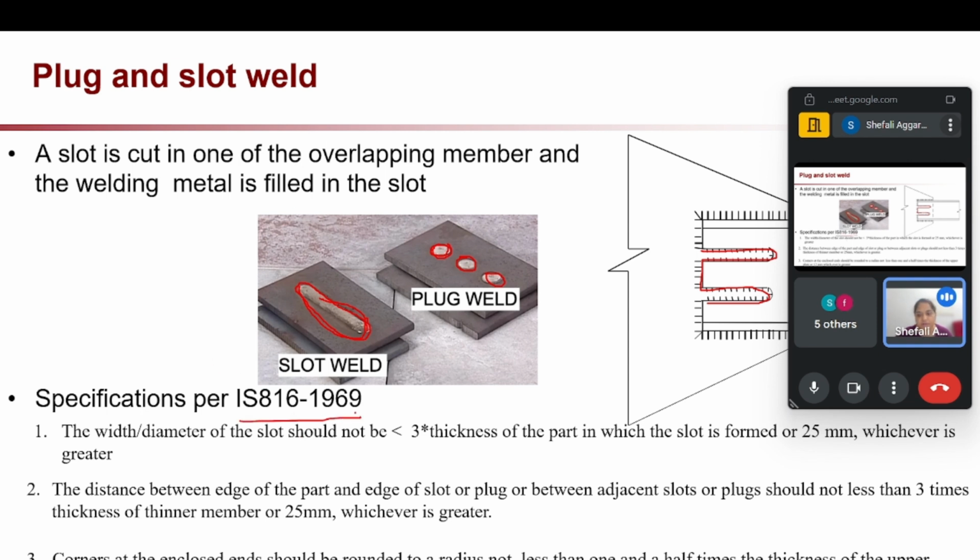It is given in IS 816, not in 800. The width to diameter of slot should not be less than 3 times the thickness of the part in which the slot is formed, or 25 mm, whichever is greater. Next, the distance between the edge of the part and the edge of the slot, or between adjacent slots or plugs, should not be less than 3 times the thickness of the thinner member, or 25 mm, whichever is greater. Last, the corners at the enclosed end should be rounded to a radius not less than 1.5 times the thickness of the upper part, or 12 mm, whichever is greater.